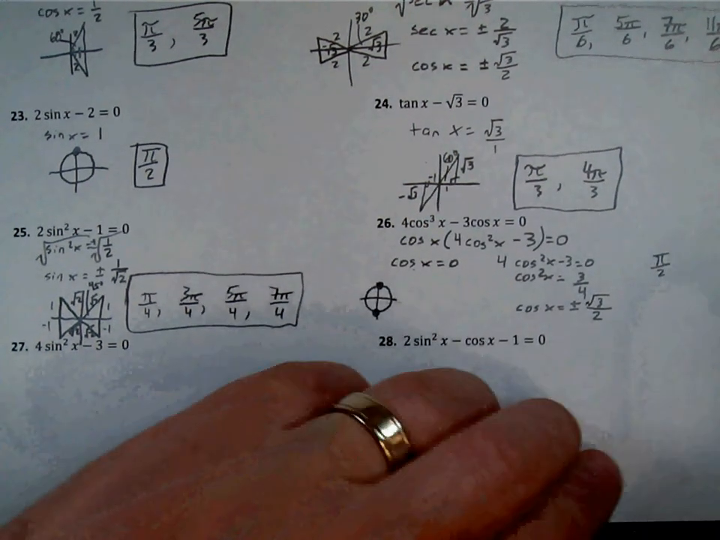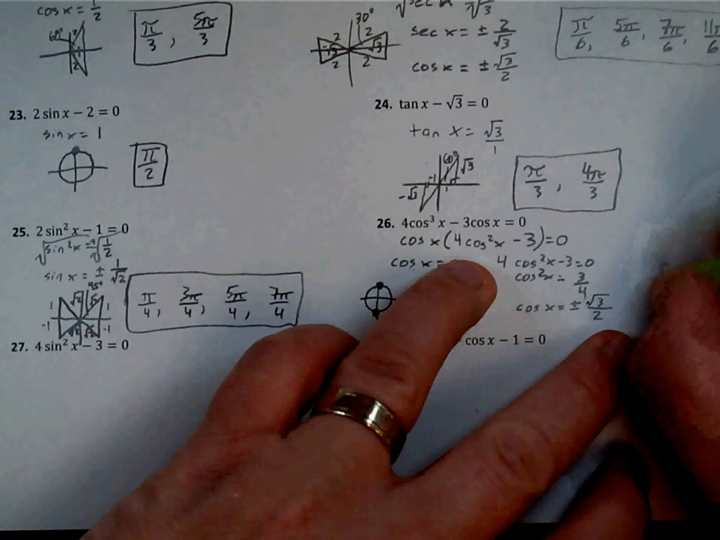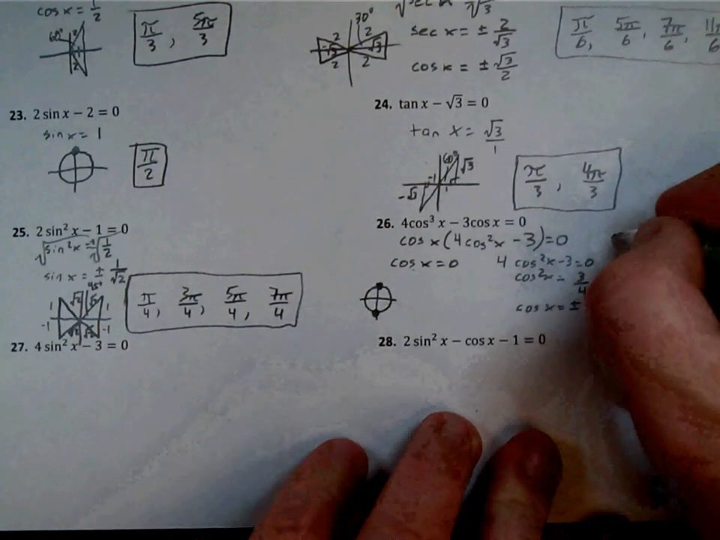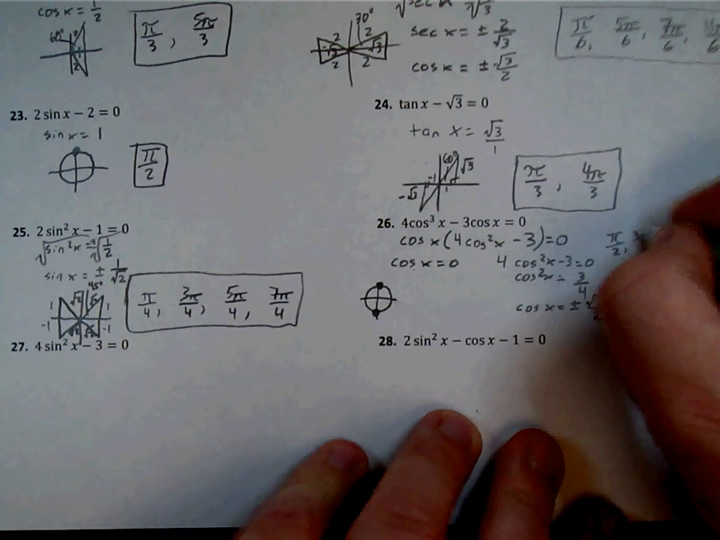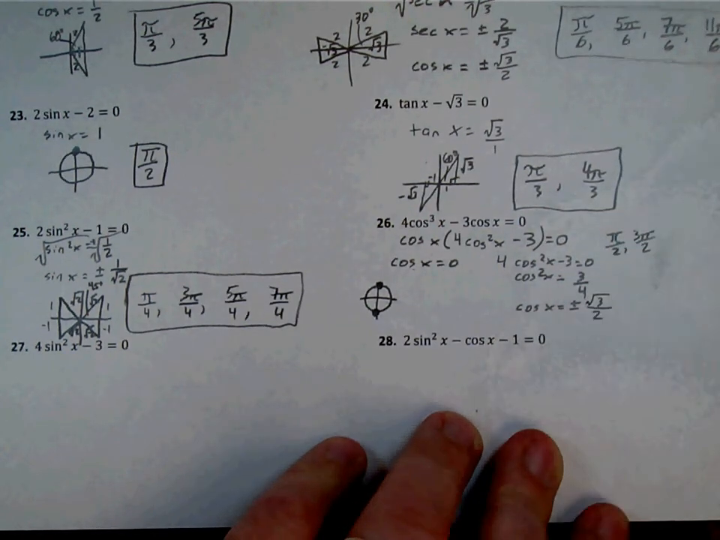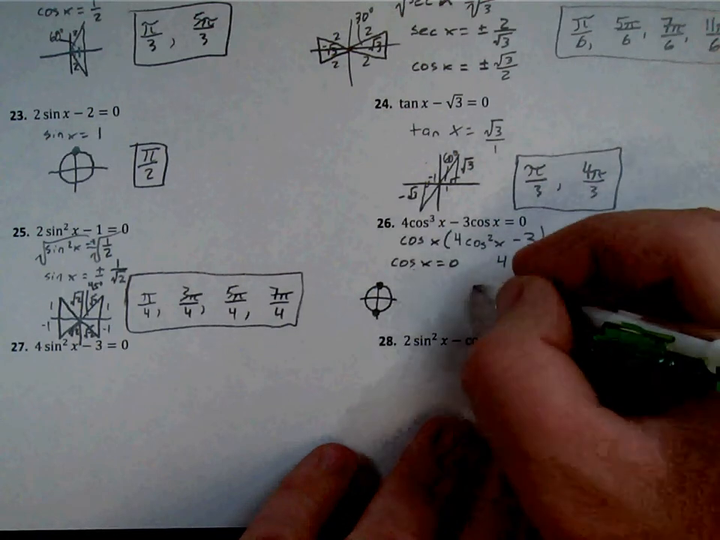I'm actually going to need more room here probably for these answers. I think there's going to be 6 answers on this problem. So pi over 2 is an answer. 3 pi over 2 is an answer. Okay, now let's go to that second picture.